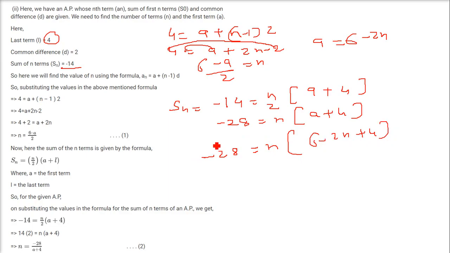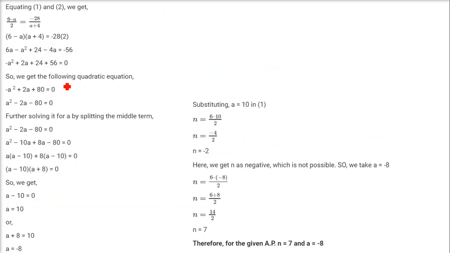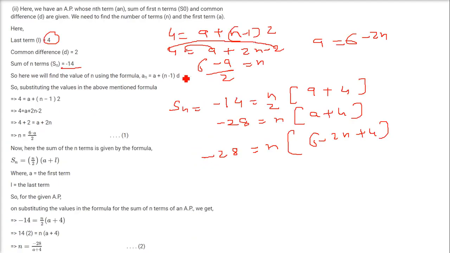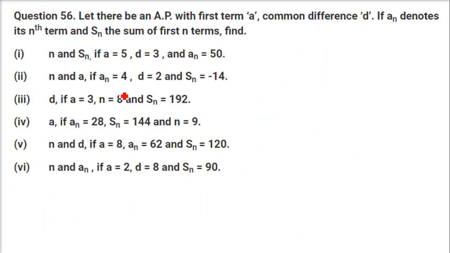See, in this question they have solved it differently, so the solution is somewhat different, but there are always certain ways to solve it. So this is one of the ways. So what do we get? This is minus 28. I hope it is minus 14 only. Minus 14, right?